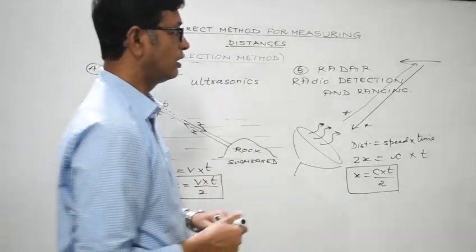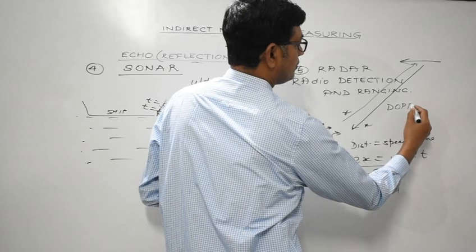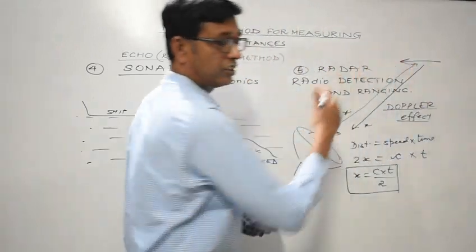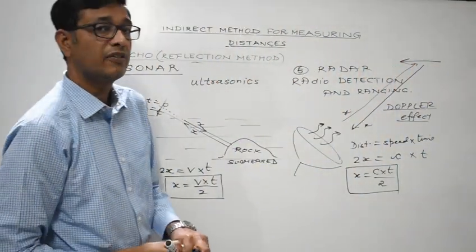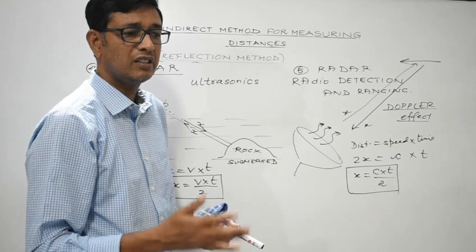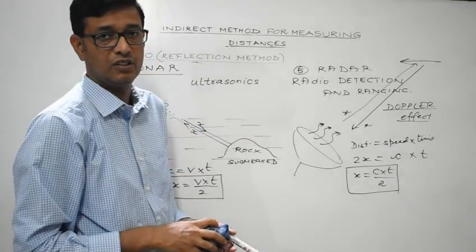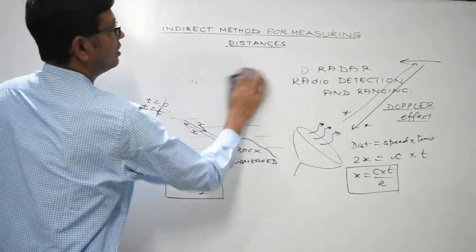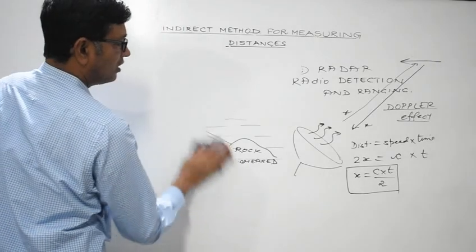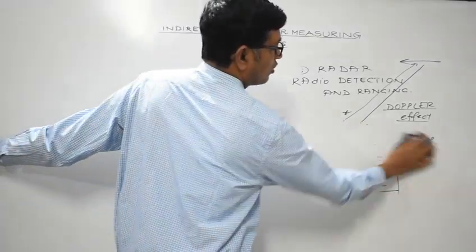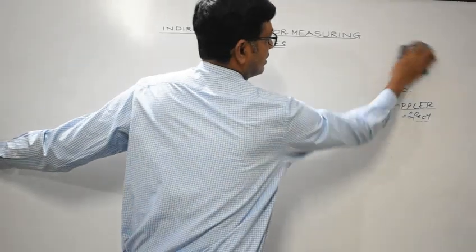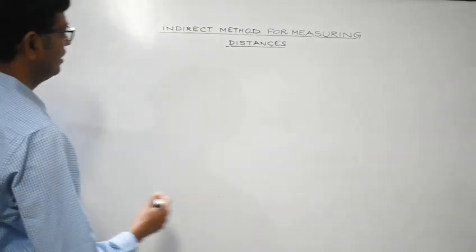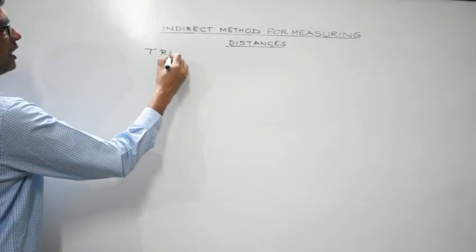And I've told you, by using the Doppler effect, the velocity of the intruding aircraft can also be determined. And it can also be determined whether it is approaching towards us or receding away from us, right? So these are some of the indirect methods which are based on reflection. There are some other methods of measuring distances as well. That also we'll discuss. That comes under the triangulation method, right? Let's discuss that also. B is the triangulation method.